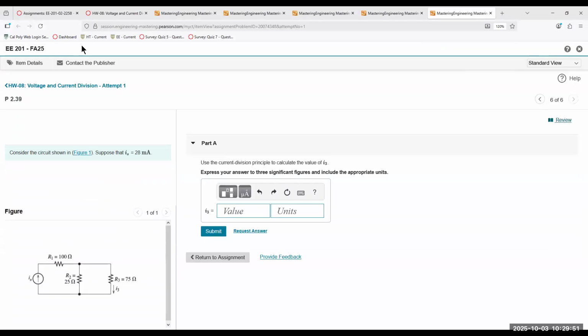Current division principle to calculate the value of I3. Okay, so that was problem number 3 for voltage division. This is problem number 4, the last problem in this homework. Current division. What do you think?